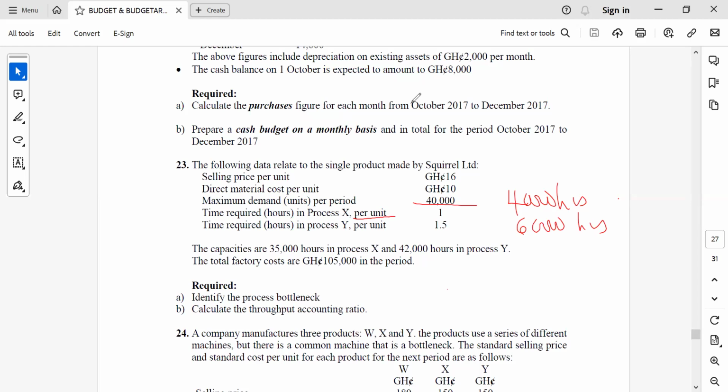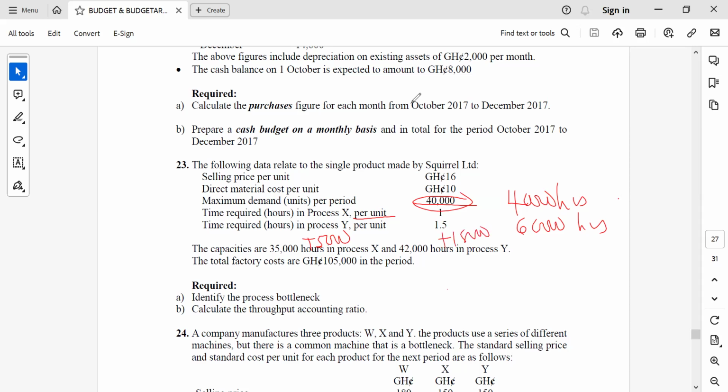So it means that for us to be able to produce 40,000, how many additional hours do we need in process X? 5,000. Okay, we need 5,000. How many additional hours do we need for process Y? 18,000 hours. Okay, we need 18,000 hours.